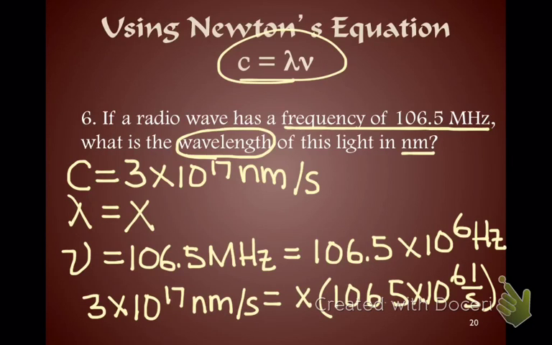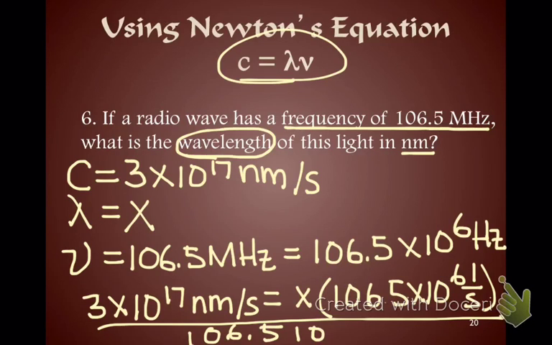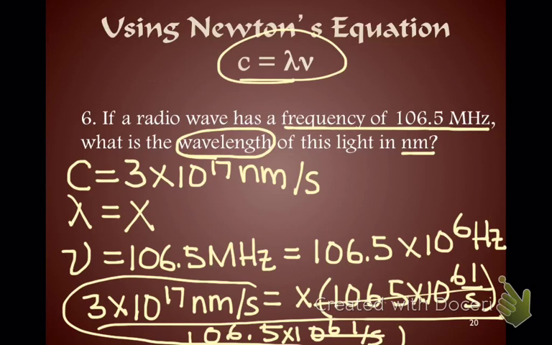And then to solve that, we will divide both sides by 106.5 times 10 to the 6th per second. So those will cancel out, and we divide these two. After you put that into your calculator, you should get about 2.8 times 10 to the 9th nanometers.